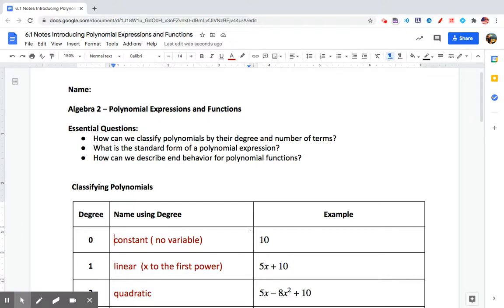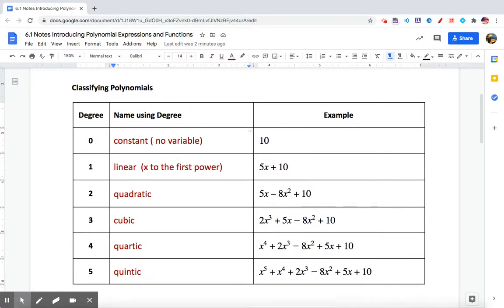In this lesson, we're going to look at classifying polynomials by the degree and by the number of terms that they have. A polynomial of degree 0 is called a constant. There will be no variable in that type of polynomial, and an example would be a number like 10. That is a polynomial of degree 0. A polynomial of degree 1 would be a linear polynomial, and an example is 5x plus 10. That's a linear expression because x is to the first power.